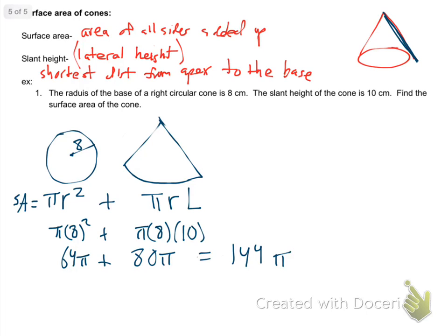What units are we in? Centimeters squared. Why is it squared, not cubed now? We were just talking about volume before, because now we're talking about area.